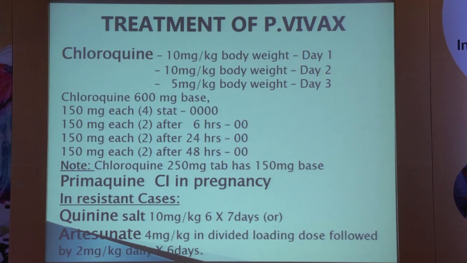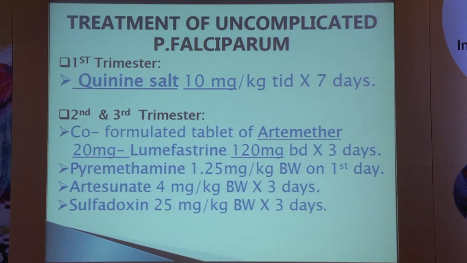In resistant cases, quinine salt 10 mg per kg for 7 days, artesunate 4 mg per kg in divided loading dose followed by 2 mg per kg for 6 days. Treatment of uncomplicated falciparum. First trimester, quinine salt 10 mg per kg TID for 7 days and in the second and third trimester, co-formulated tablet of artemether 20 mg plus lumefantrine 120 mg for 3 days. The next regimen will be sulfadoxine 25 mg for 3 days, artesunate 4 mg for 3 days and before these 2 drugs, pyrimethamine 1.25 mg per kg body weight on the first day.